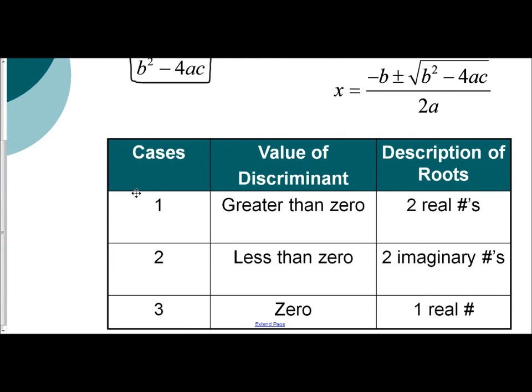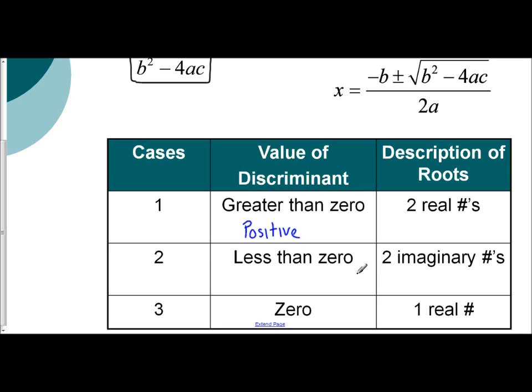the first case that can exist is if your discriminant is greater than 0. Well, if that happens, greater than 0 is a positive number. So if your discriminant is a positive number, you are going to have two real roots, two real solutions, two real zeros. And the reason why is because you can take the square root of a positive number.